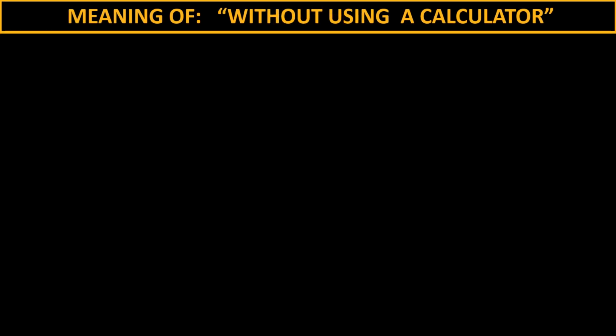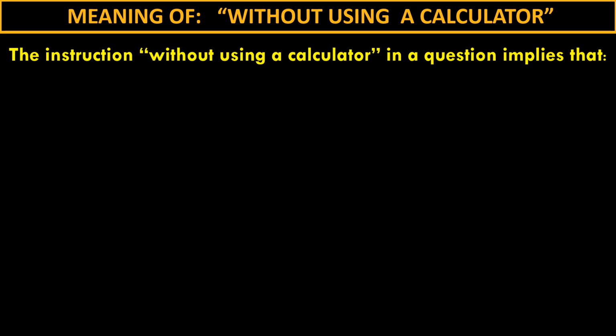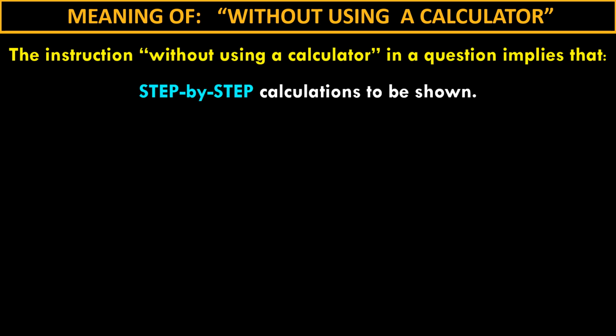Quite often you encounter in a question the restriction where it says "without using a calculator." Now what do they actually mean? What do the examiners actually require from you, or what is the restriction if it's stated without using a calculator? It implies that you have the following options. First of all, step-by-step calculations need to be shown. Otherwise you can't just write down an answer only.